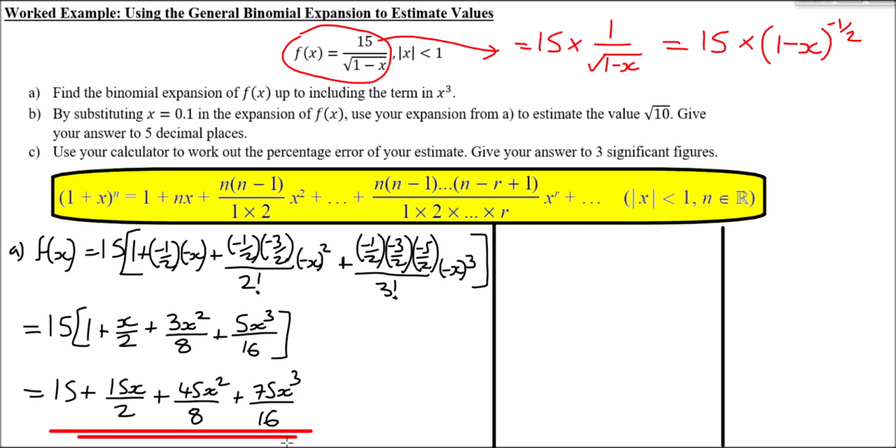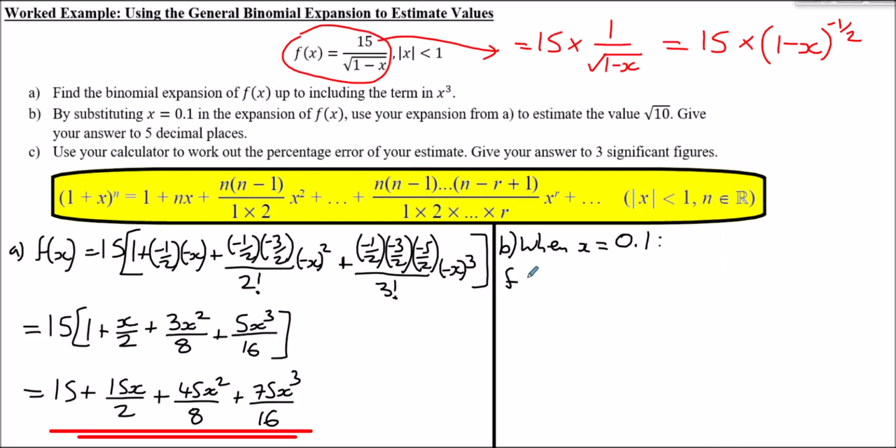Now, part B, it says sub in x equals 0.1 into this expansion to estimate the value of root 10. So, for B, when x is 0.1, what would f(x) actually be?